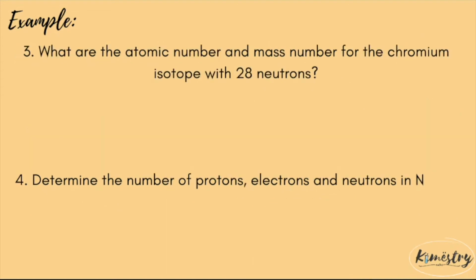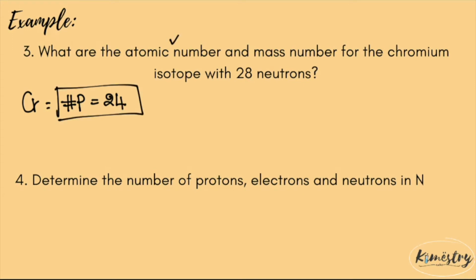What are the atomic number and mass number for the chromium isotope with 28 neutrons? Looking at the periodic table, we can see that chromium has 24 protons, which is the same thing as the atomic number. So we've got our atomic number, check.